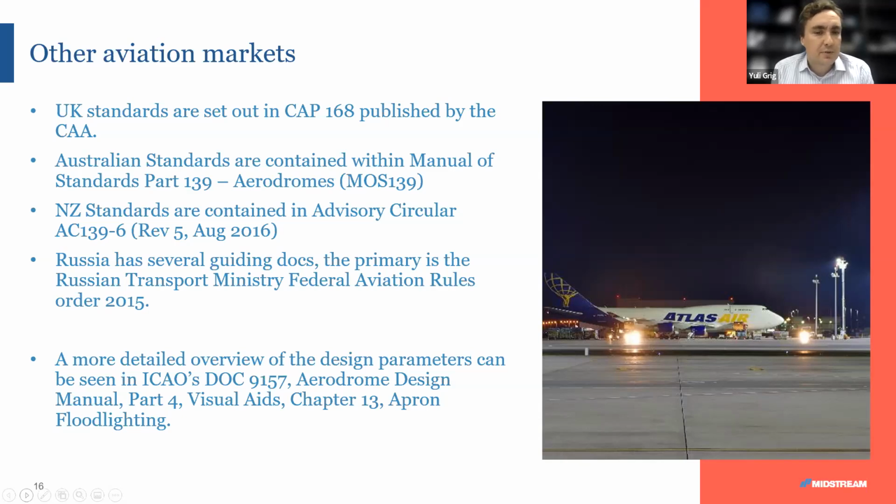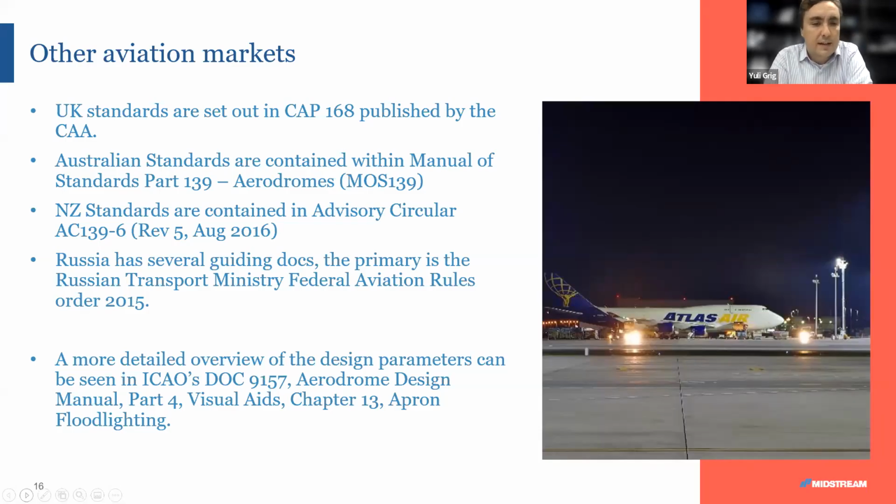Russia, for example, has several guiding documents. The primary is the Ministry of Transport, Federal Aviation Rules. Kazakhstan will have its own ministry rules as well. We've just been working on the project there. So, you know, this is again the adaptation of the ICAO rules into each country, perhaps into its own language, and then using that as a basis for the legal requirements to comply with on the airport as part of the licensing rules.